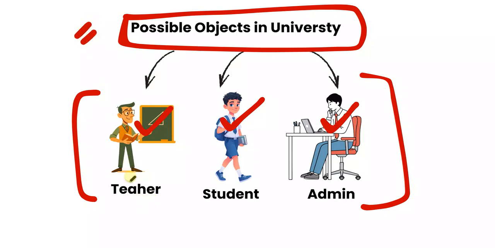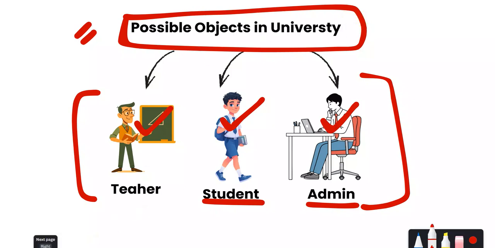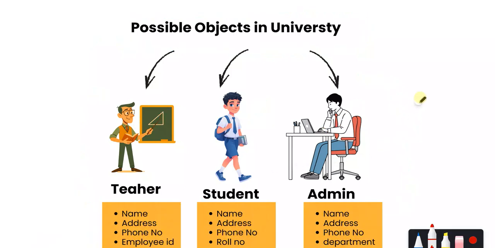Why? Because the teacher has some responsibility in the university, the student also has some responsibility in the university system, and the admin, the clerks and other administration, they also have some responsibility in the university system. So once we decide that these are our objects, these are our classes, we go towards its design.